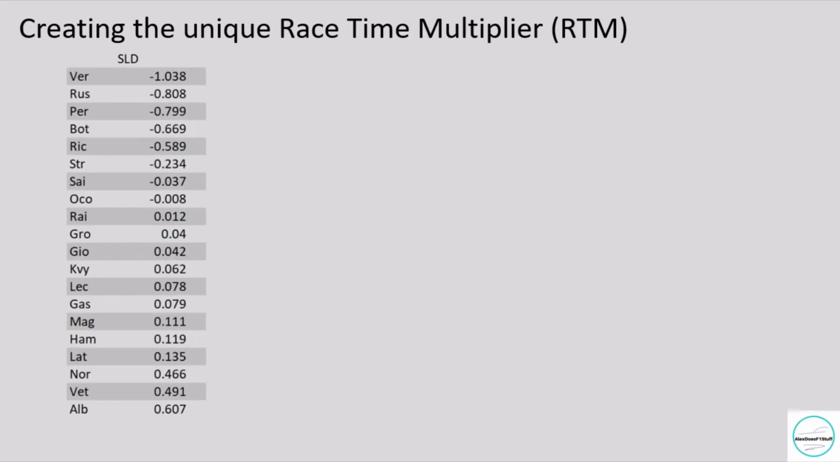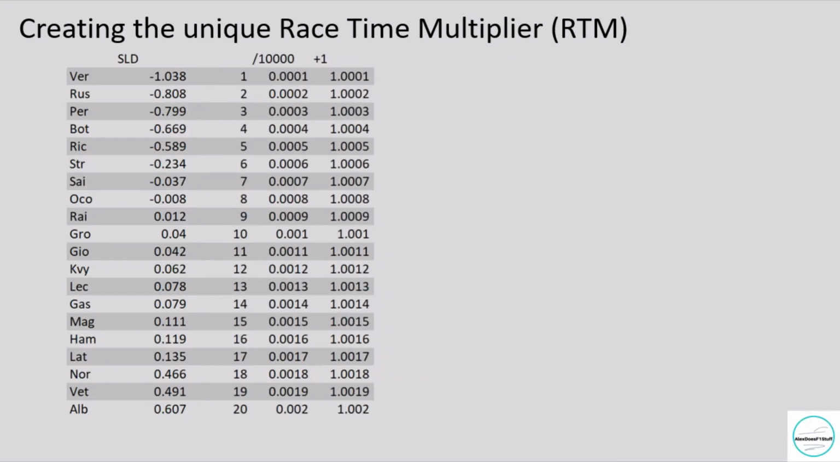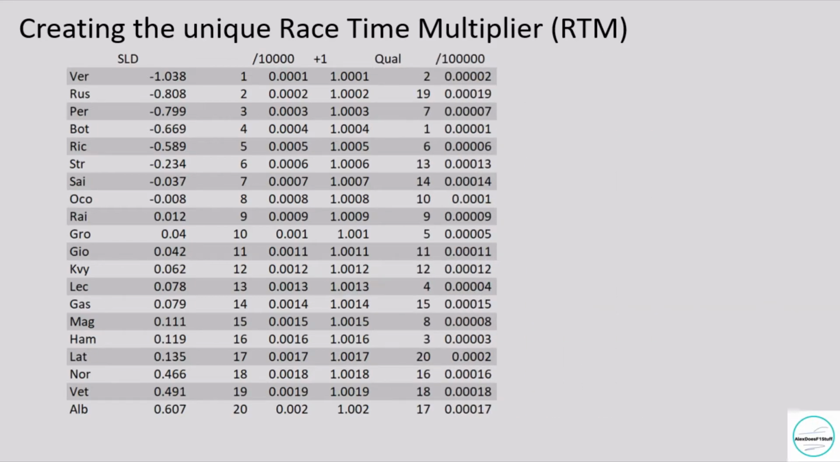The first step was taking the driver's SLD values and then giving them a rank from 1 to 20. I then divided this number through by 10,000 and added 1. The reason I added 1 was so that when I multiply out their race time, it gets larger rather than smaller, and it was just easier to work out in my head and to keep track of what was going on. Next was to take their qualifying position of the event and divide this number by 100,000, as I felt it didn't play as significant a role in the race as the driver's improvement from the year before.